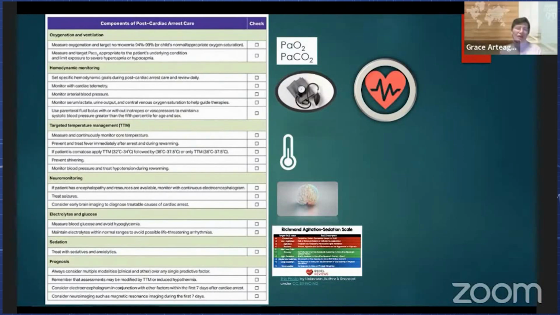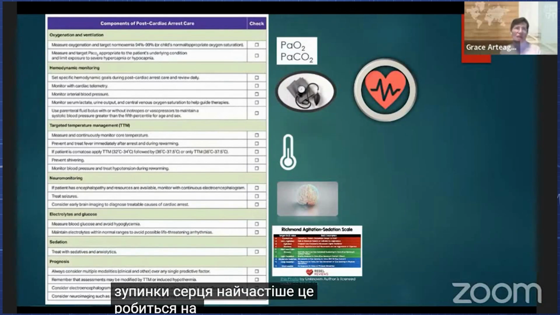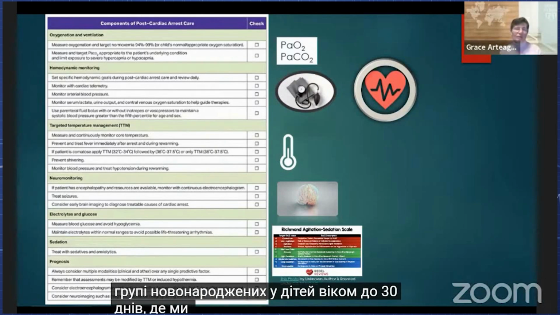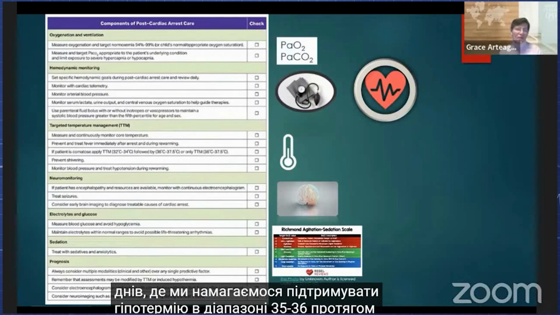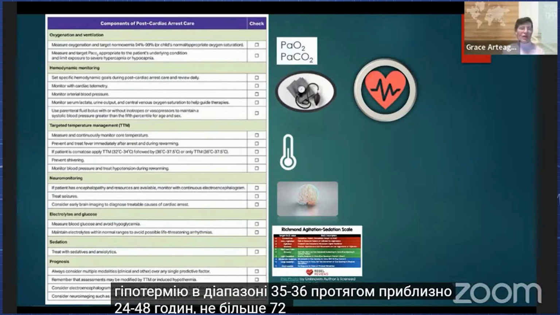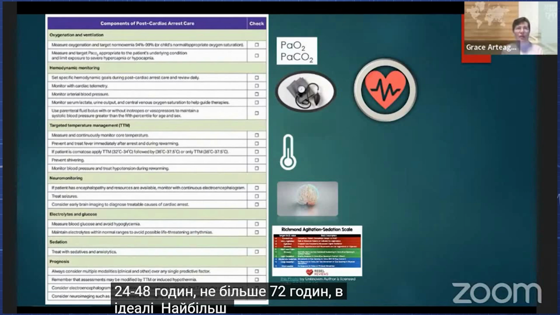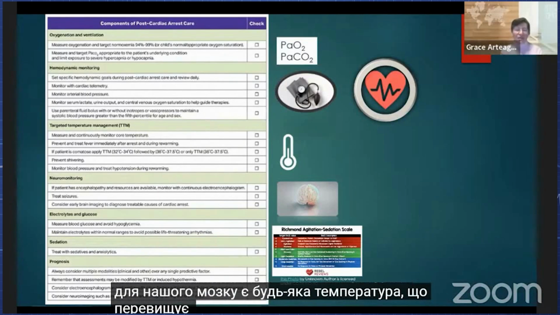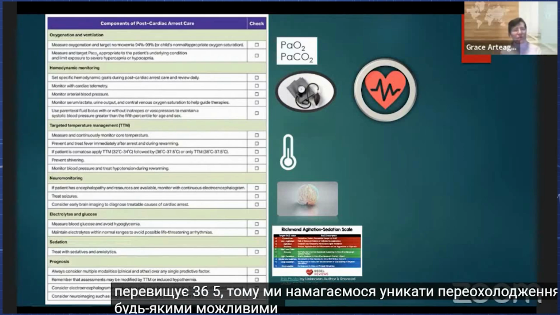As far as temperature, it is not a common practice to induce hypothermia in all our patients after cardiac arrest. It is most commonly done in the neonatal group, in children less than 30 days of age, where we try to maintain hypothermia in the 35, 36 range for about 24 to 48 hours, no more than 72 hours. Ideally, the most damaging temperature for our brain is anything greater than 36.5. So we try to avoid hyperthermia by any means possible.